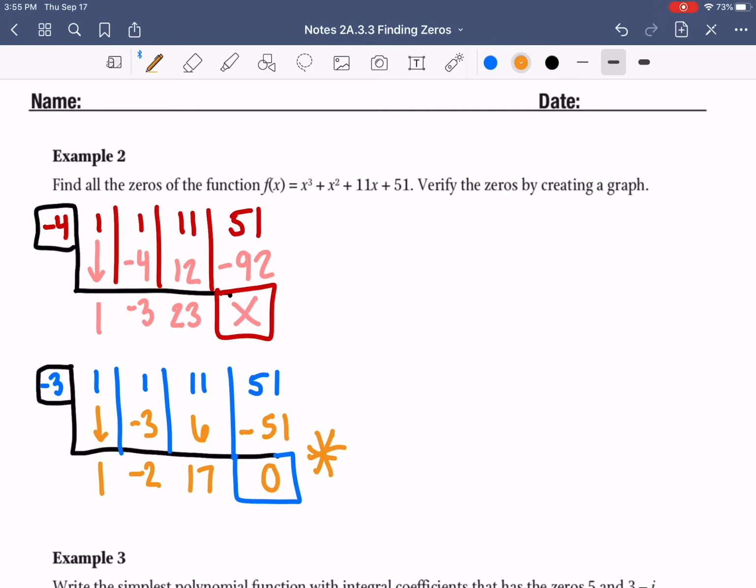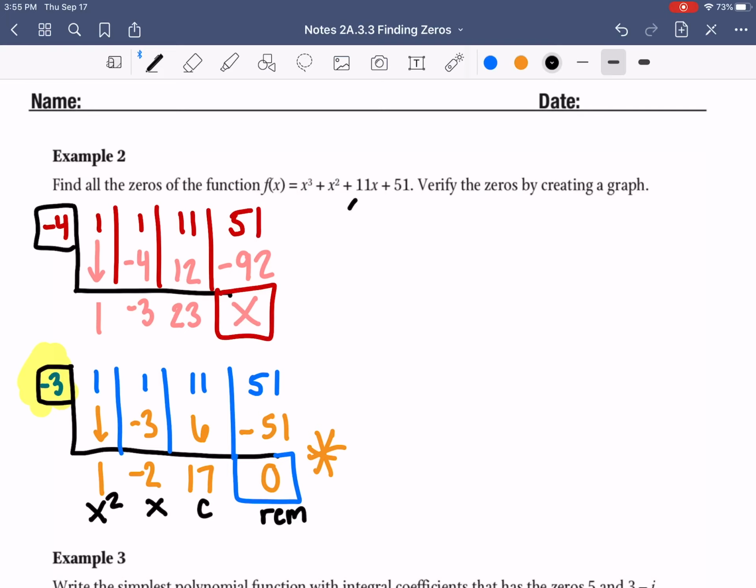When you get 0, that means that you have found a root. So negative 3 is a root. Okay, negative 3 is a root. We're going to use that. Then we're going to use our depressed polynomial. So remember, this is the remainder, this is the constant, and this is the coefficient on x squared.